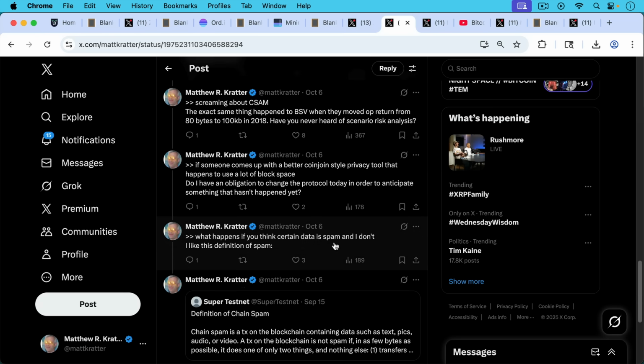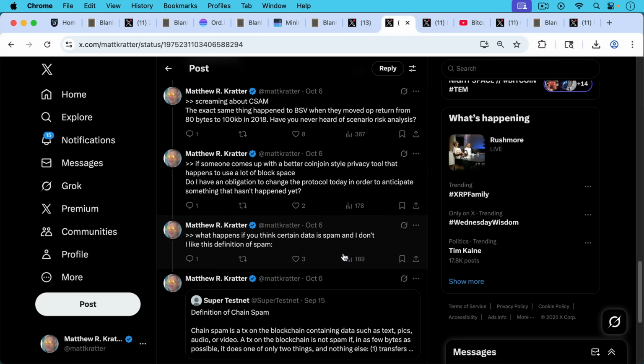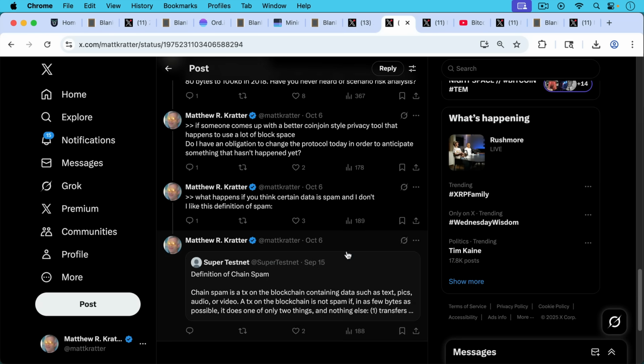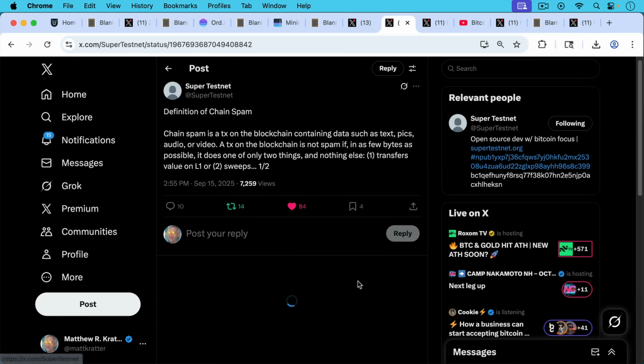And then my response is, I like this definition of spam from Super Testnet. Chain spam is a transaction on the blockchain containing data such as text, pictures, audio, or video. A transaction on the blockchain is not spam if, in as few bytes as possible, it does one of only two things and nothing else.